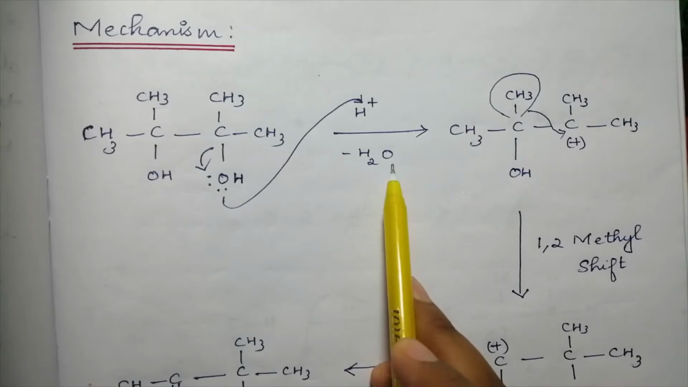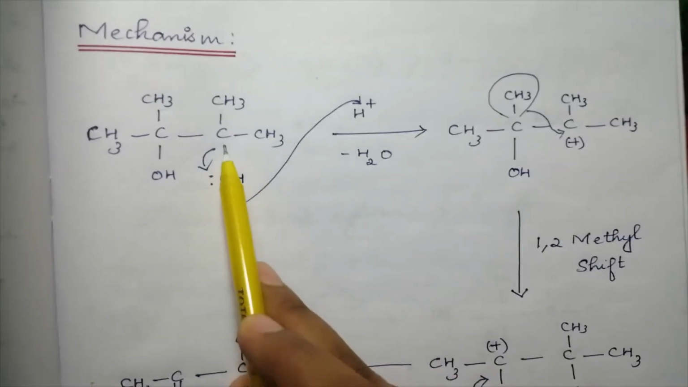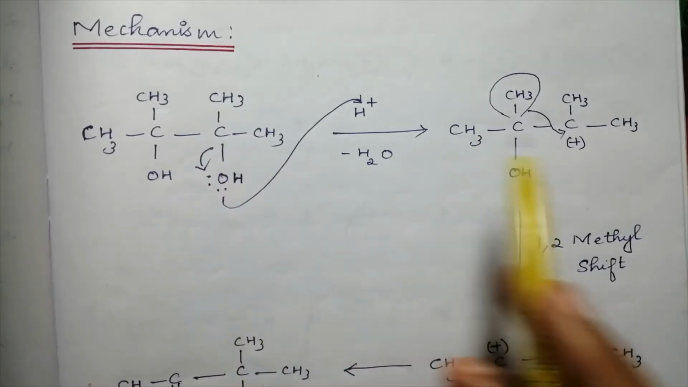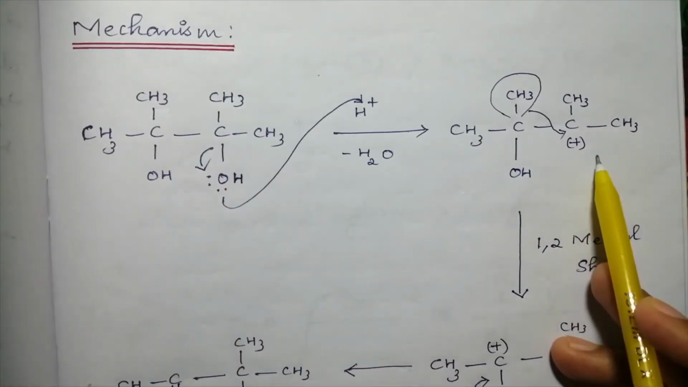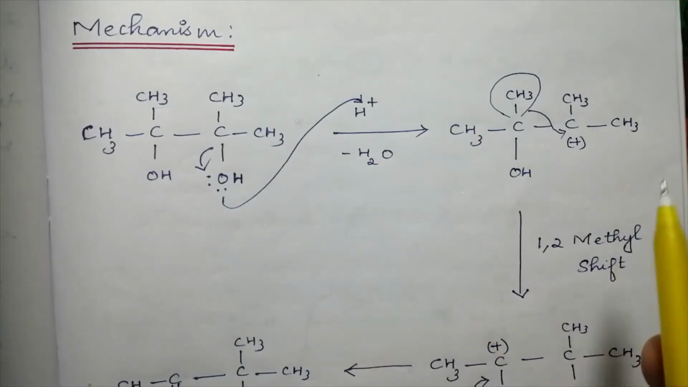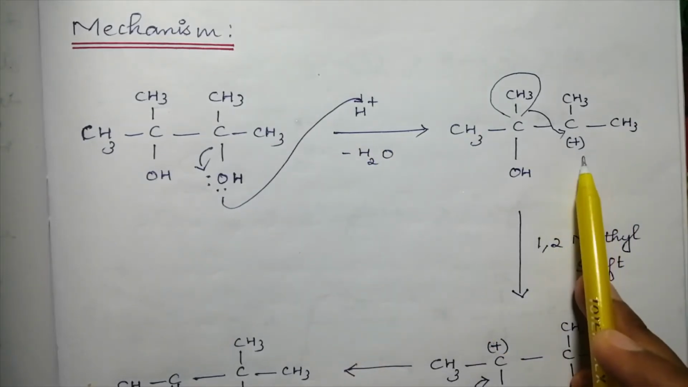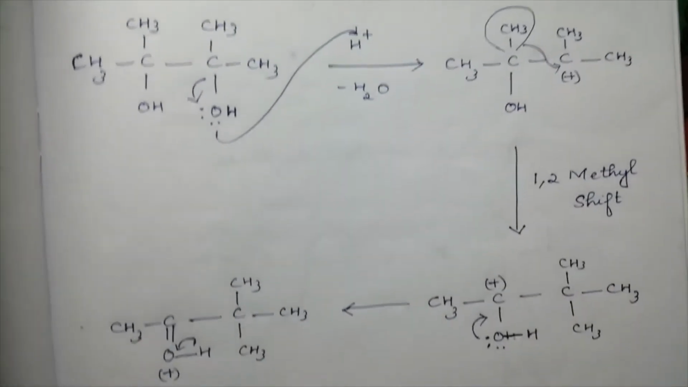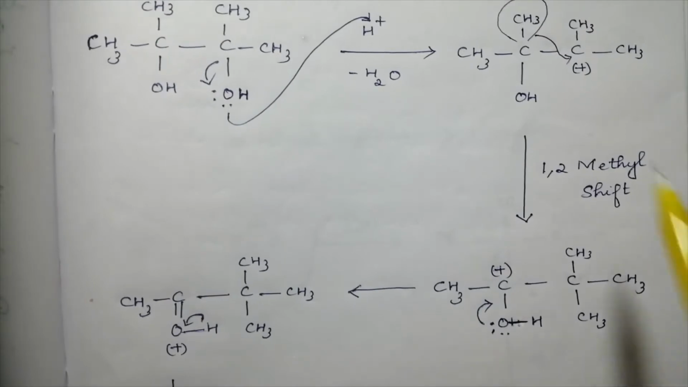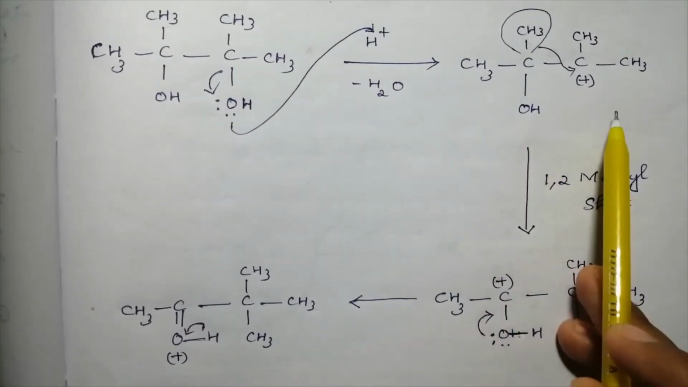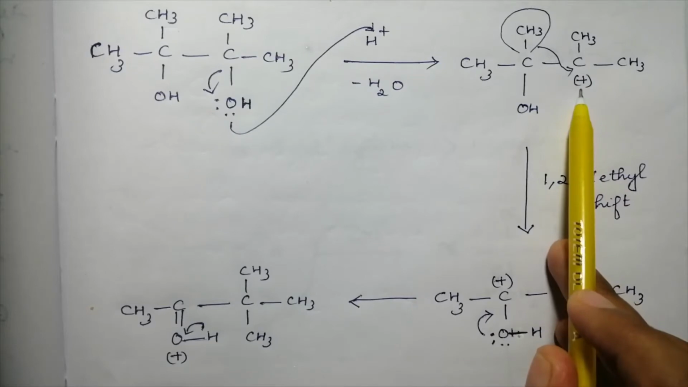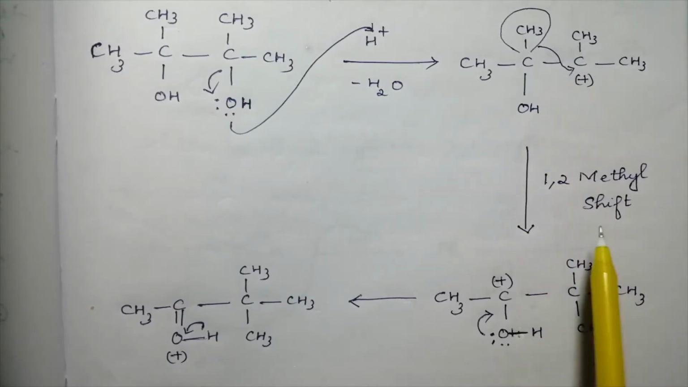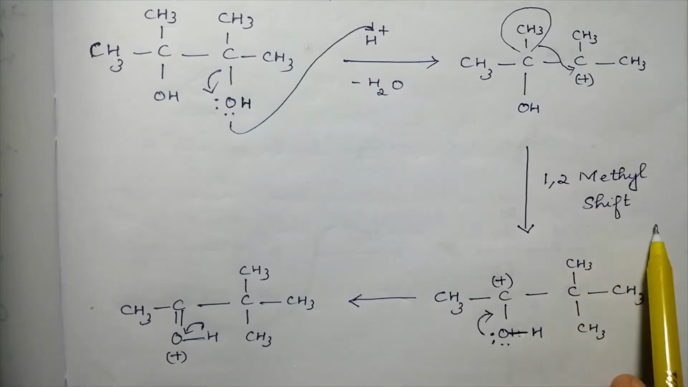That's the first step. Once this H2O comes out, the C-O bond is getting broken, which means that the carbon would now get a positive charge. Once the water molecule comes out, we are getting a positively charged carbocation here. And in the next step, what happens is a 1,2 methyl shift. After the removal of water, this positively charged carbocation was formed. This carbocation now undergoes a 1,2 methyl shift.